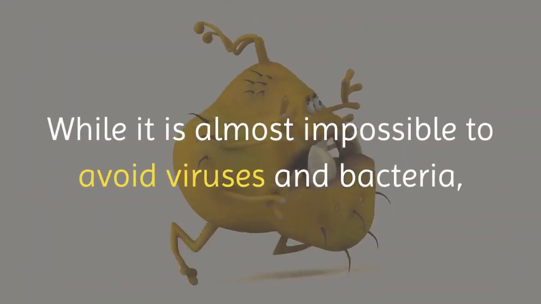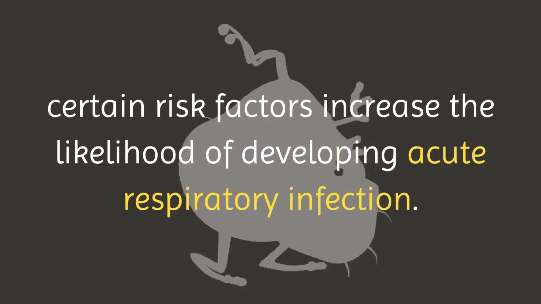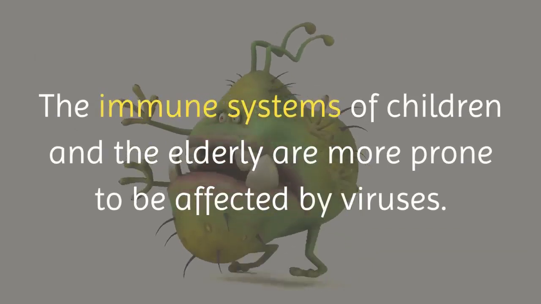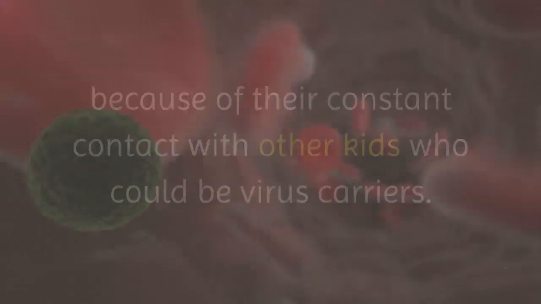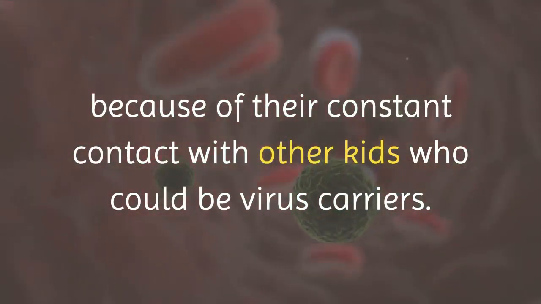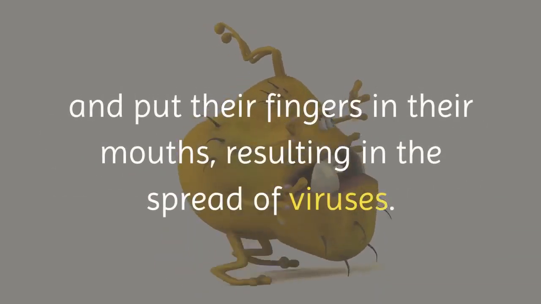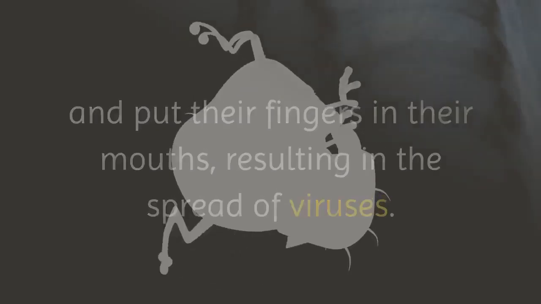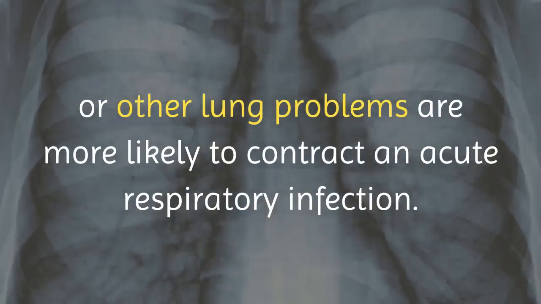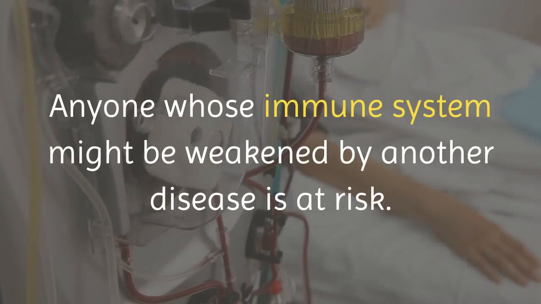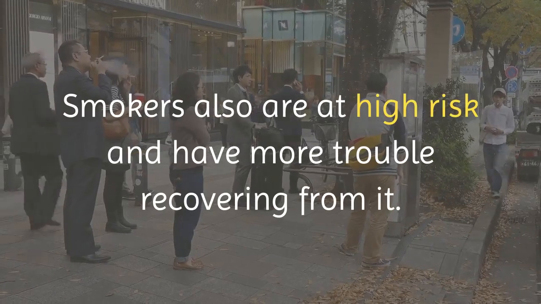Who is at risk for acute respiratory infection? While it is almost impossible to avoid viruses and bacteria, certain risk factors increase the likelihood of developing acute respiratory infection. The immune systems of children and the elderly are more prone to be affected by viruses. Children are especially at risk because of their constant contact with other kids who could be virus carriers. Children often do not wash their hands regularly, rub their eyes, and put their fingers in their mouths, resulting in the spread of viruses. People with heart diseases or other lung problems are more likely to contract an acute respiratory infection. Anyone whose immune system might be weakened by another disease is at risk. Smokers also are at high risk and have more trouble recovering from it.